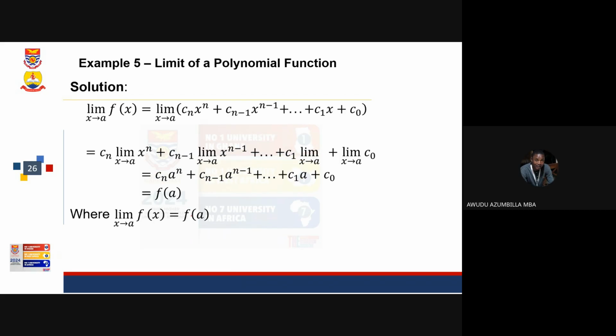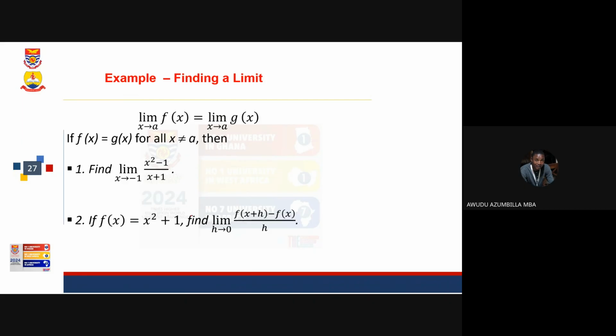Now, let me move quickly to finding the limit itself. So from the rules, we can find the limit when we are given a function. Here, you see, when we are given the function, you should make sure that the limit is applied to both sides.